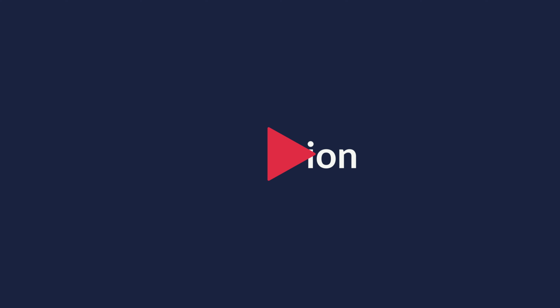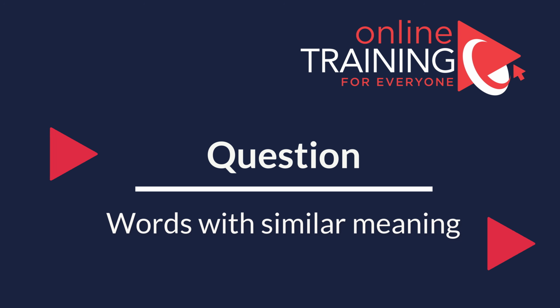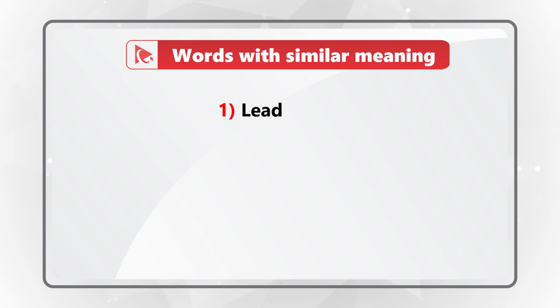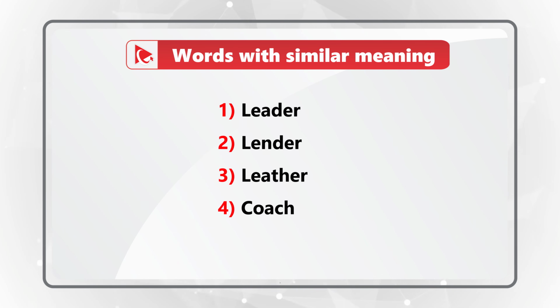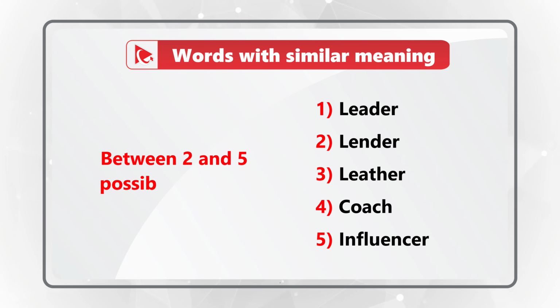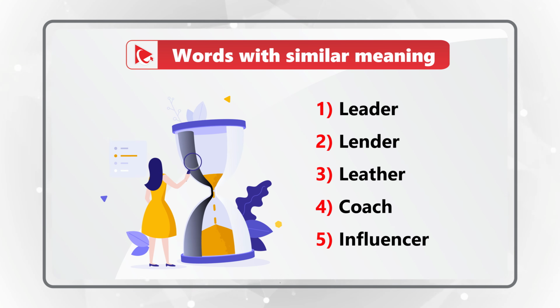I love this question because it uses your brain power and also allows you to improve your English vocabulary. You need to identify all the words with the similar meaning. The words are leader, lender, leather, coach, and influencer. Keep in mind that there could be between 2 and 5 words in the answer. What's also interesting is that some words sound similar, but in reality represent very different meanings.